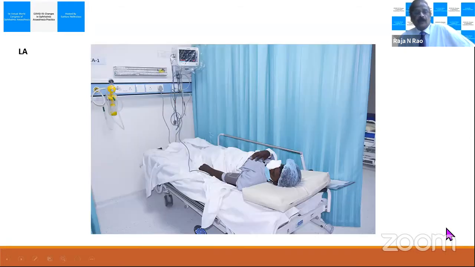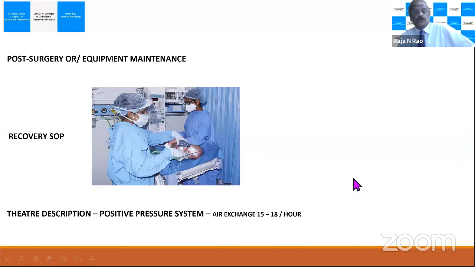Coming to our theater, as you know, our theaters are all ophthalmic. So the ophthalmic theaters have a positive pressure system, and the air exchanges we have here are 15 to 18 per hour. So we recommend the surgeon to take the case after 20 minutes. After everything is over and the patient is shifted to the recovery ward, they clean and scrub the theater, and then they close it. After 20 minutes, the next case is taken. So this is the normal system we have followed in general anesthesia.